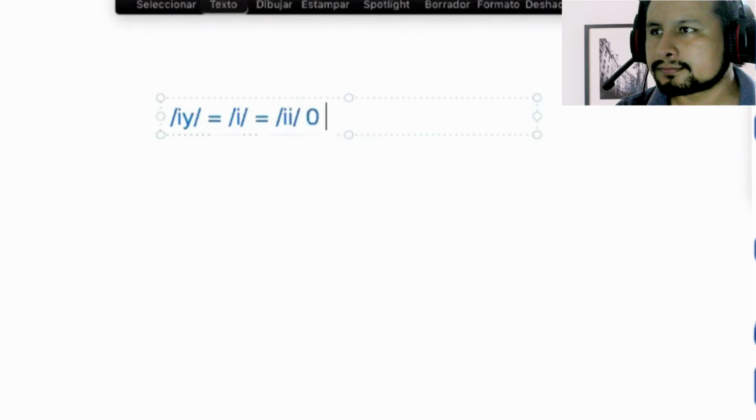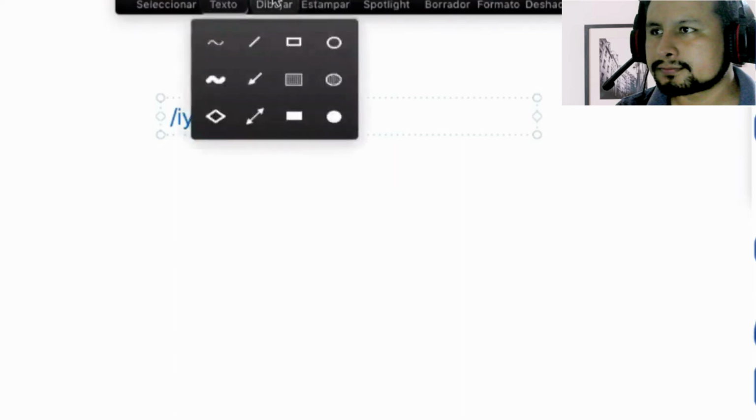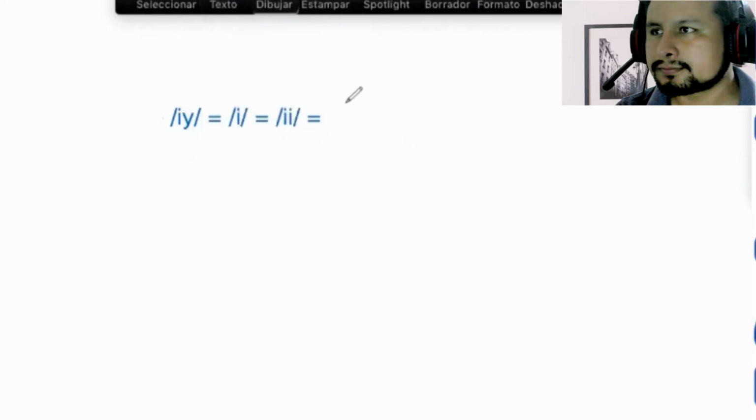In other textbooks, you will find even this, and I have to draw it because I don't have it. In some books, you will find something like this. Something like this. Okay. This is the same as this, and the same as this. All right.